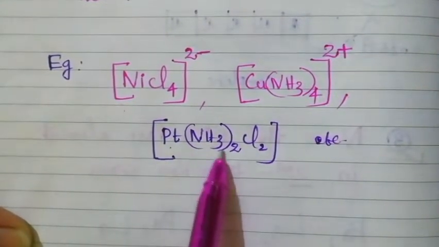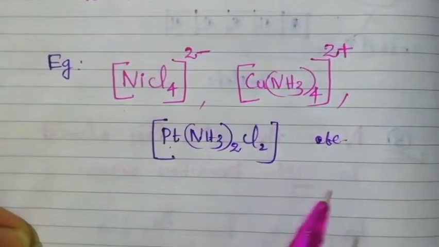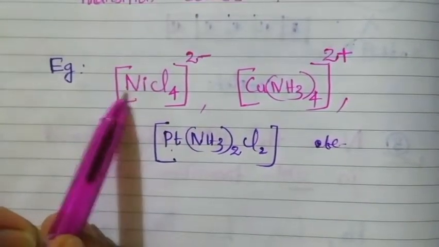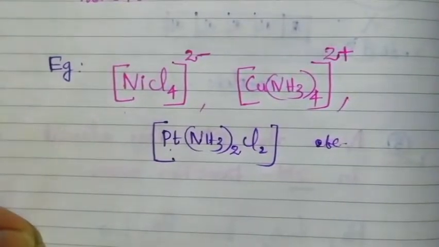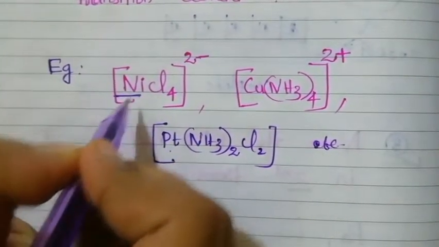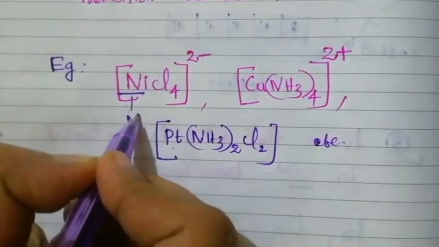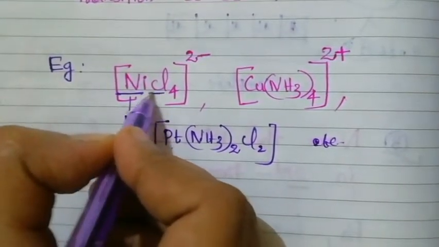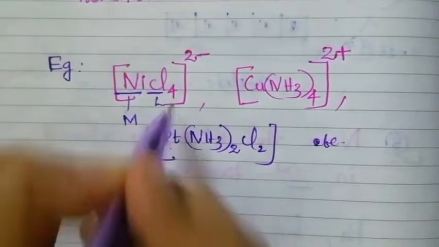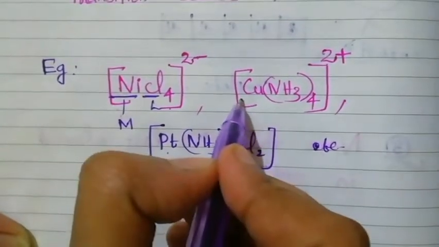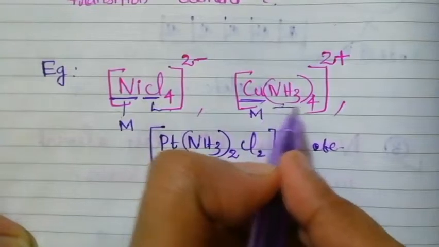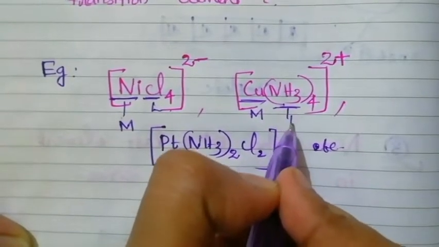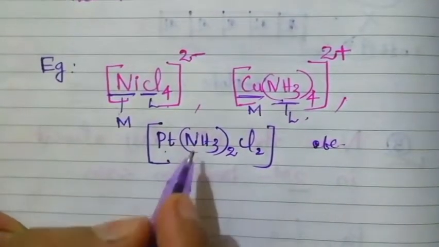Next one is Pt(NH3)2Cl2, etc. See these compounds: one is negatively charged, another is positively charged, and the third compound is neutral. In the first compound, NiCl4 2-, nickel is the metal and chloride is the ligand. In the second compound, copper is the metal and NH3 acts as the ligand.